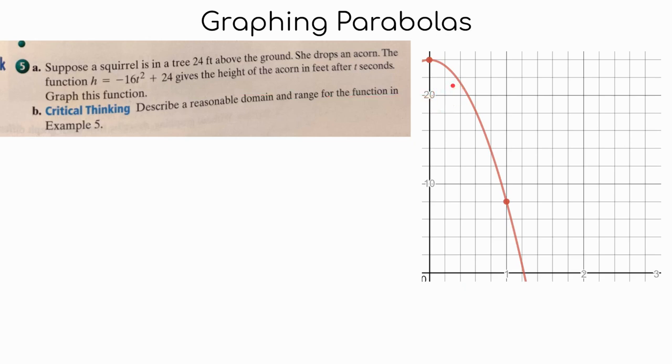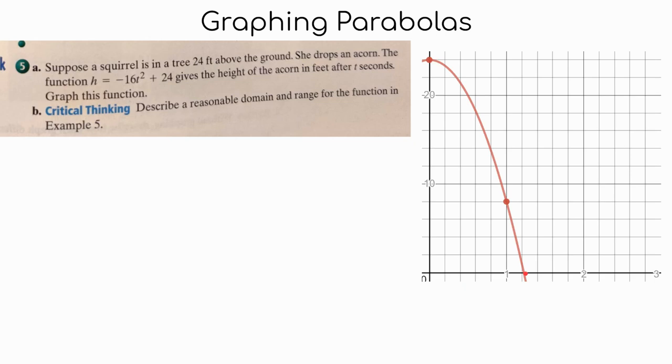The only thing I'm missing, because I didn't spend a whole lot of time in Desmos adding labels, is the labels for the axes. So this axis is going to be h, or the height of the acorn. This axis is going to be time. And you'll see as time passes, it doesn't take but a little bit more than a second for that acorn to hit the ground.